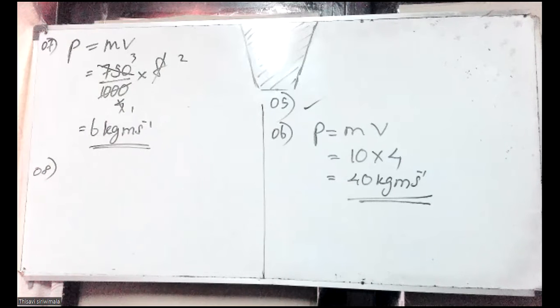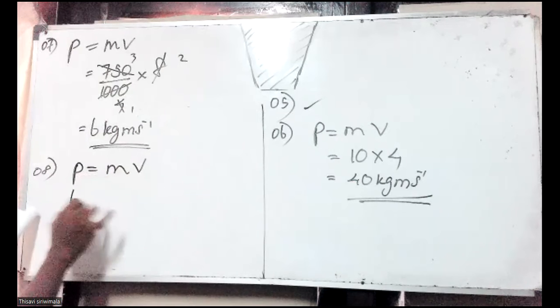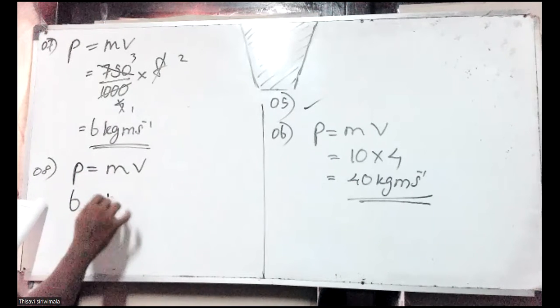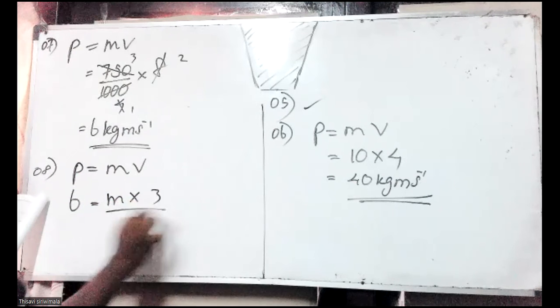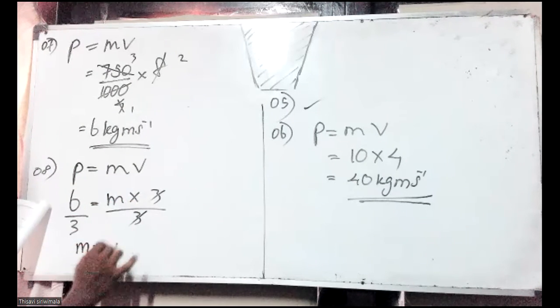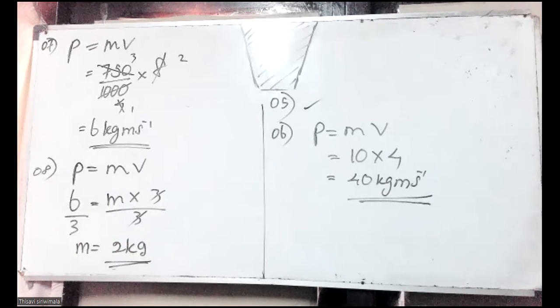At a certain instance the momentum of an object is 6 kg ms minus 1. If its velocity at that instant is 3, what is its mass? P equals mv. Here 6 is given, the mass is not known, and the velocity is 3, so divide by 3. Then m equals 2 kilograms. That is the eighth one done.